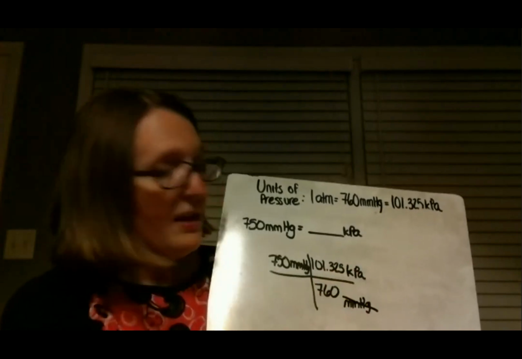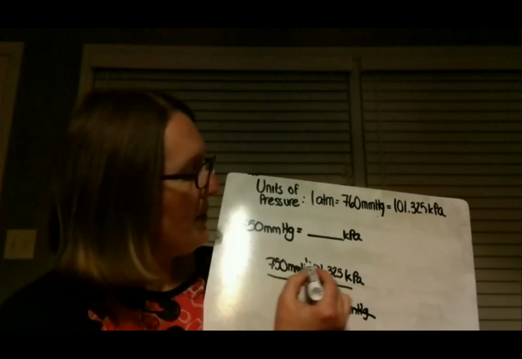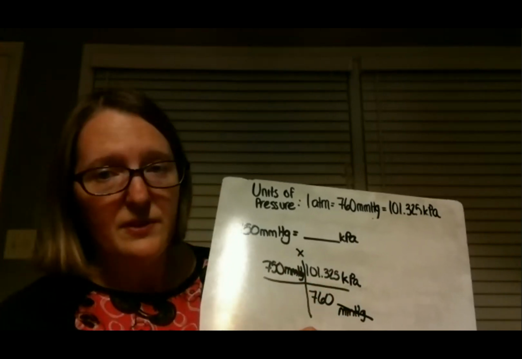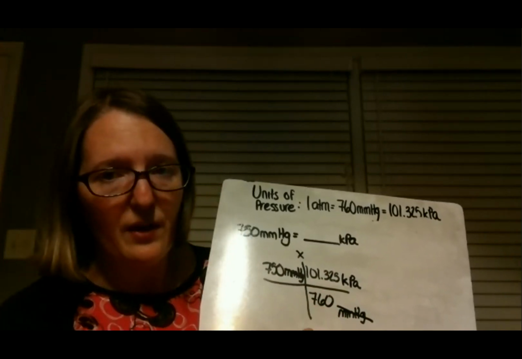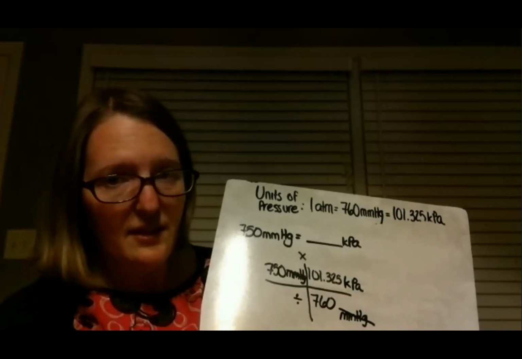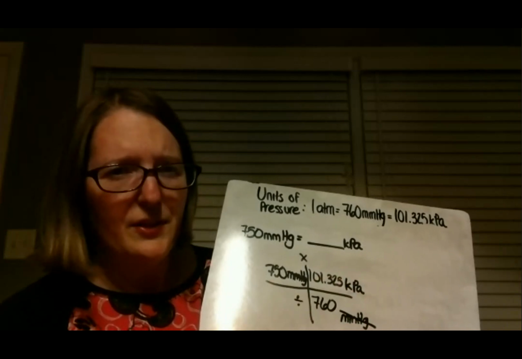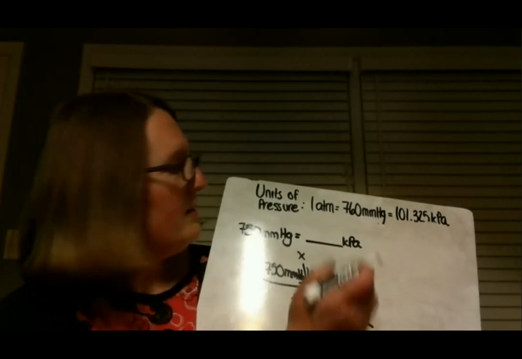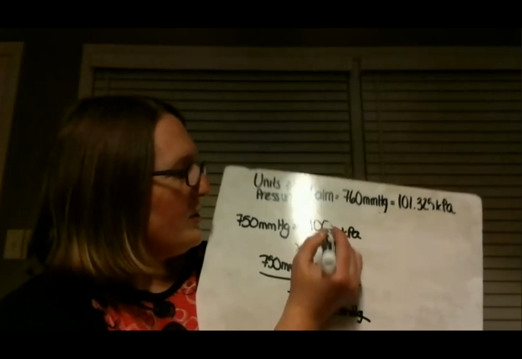101.325. Now when I go to enter in my calculator, remember I'm going to multiply these two. I'm going to take 750 times 101.325, and then I'm going to divide that by 760. Make sure you're pressing enter on your calculator so things are done right. And you'll get something like 99.99, so we'll just call that 100.